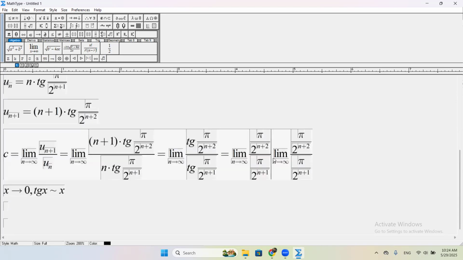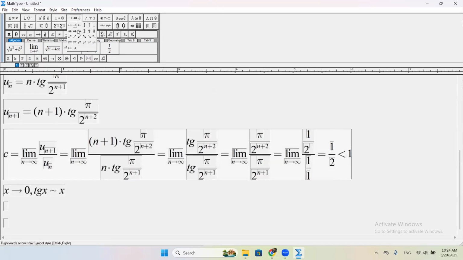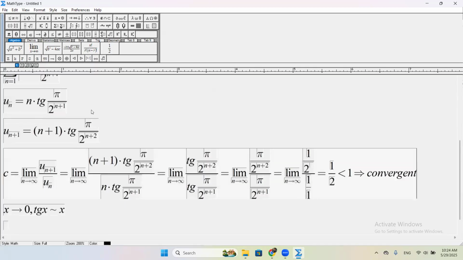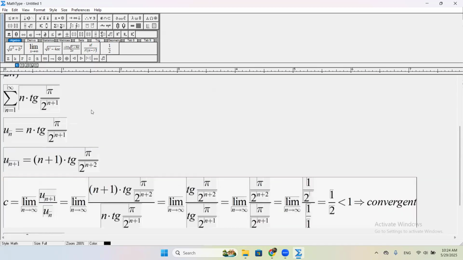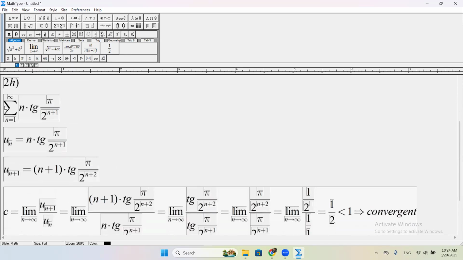So now canceling pi, canceling 2. So actually we will have 1/2. It is less than 1, so the initial series is convergent. Any questions about this exercise? Okay, I guess that no questions.